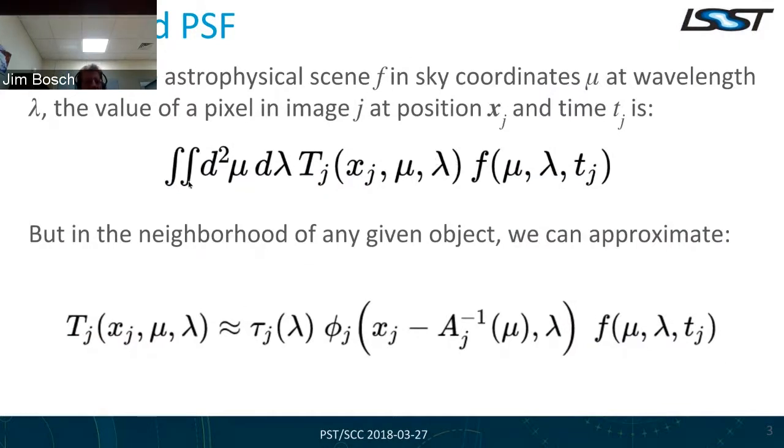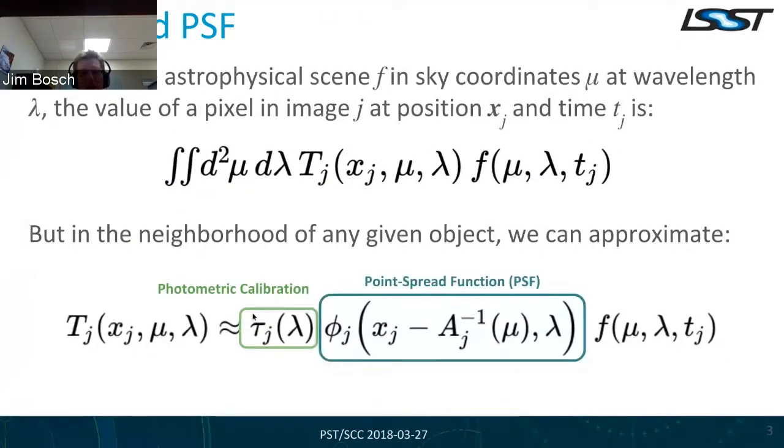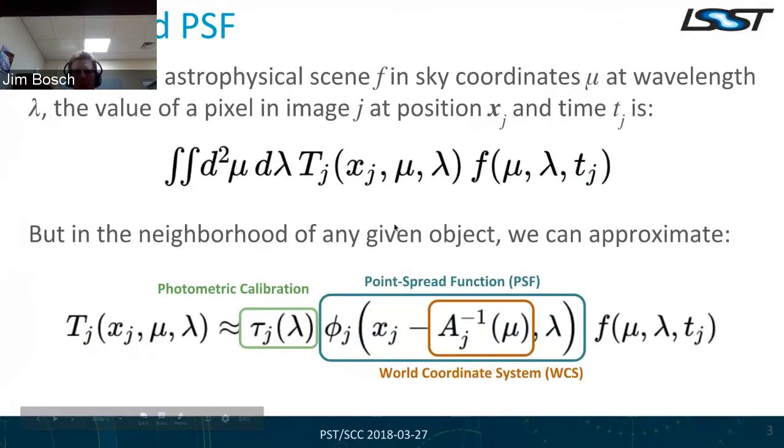And one of the fundamental assumptions of this kind of astronomy is that in the neighborhood of any given object, we make this approximation. We say that the transfer function is some photometric calibration term, this tau, which we're basically going to ignore from here on out, that is constant over this object, and that you have this point spread function. In other words, this thing acts like a convolution on the true scene. Oops, I realized I left in the true scene term over here, even though it's not part of T. Sorry about that.